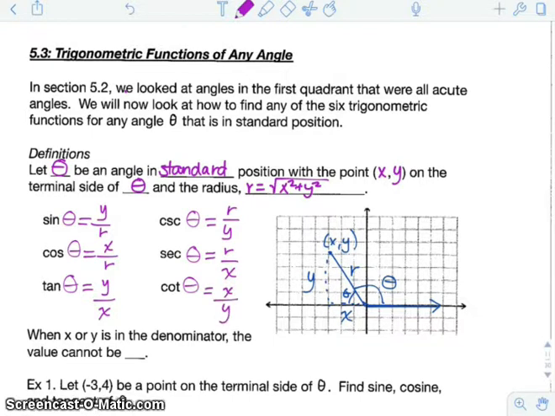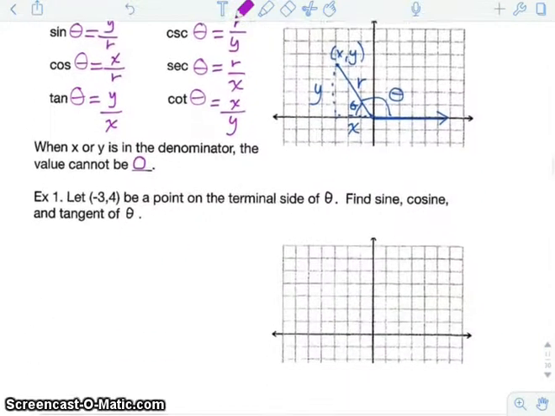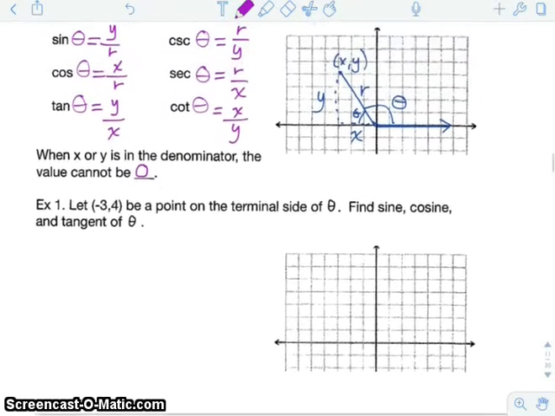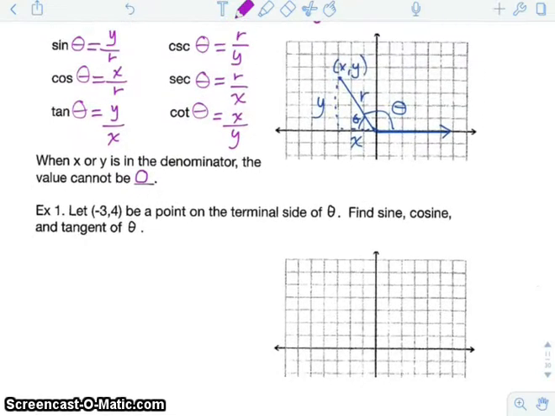When x or y is in the denominator, the value cannot be 0. That's because we don't want it to be undefined. If it was 0 in the denominator, we'd be looking at an undefined value. So, given this example: let (-3, 4) be a point on the terminal side of theta. Find sine, cosine, and tangent of theta.